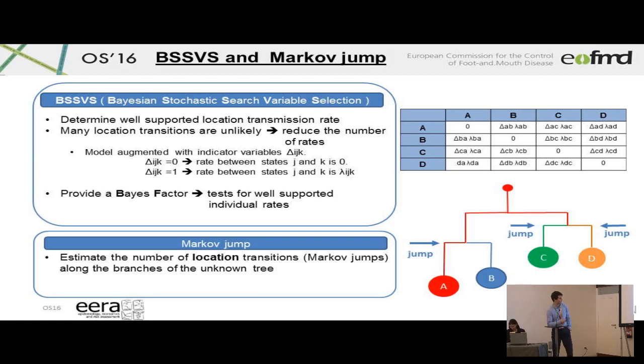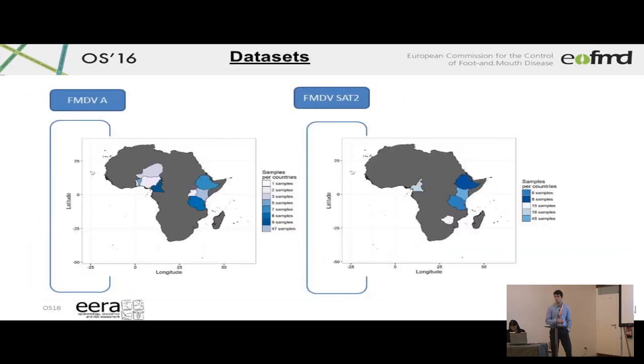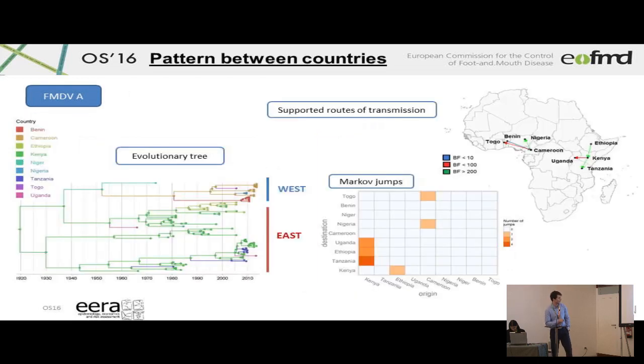We used those different techniques on two different data sets, one of FMD-A and another one of FMD-SAT2, in different countries, here like Kenya, Tanzania, and here like a bit the same. And what we've been able to do is to reconstruct the evolutionary tree, to determine the well-supported routes of transmission, and to count the number of jumps between locations.